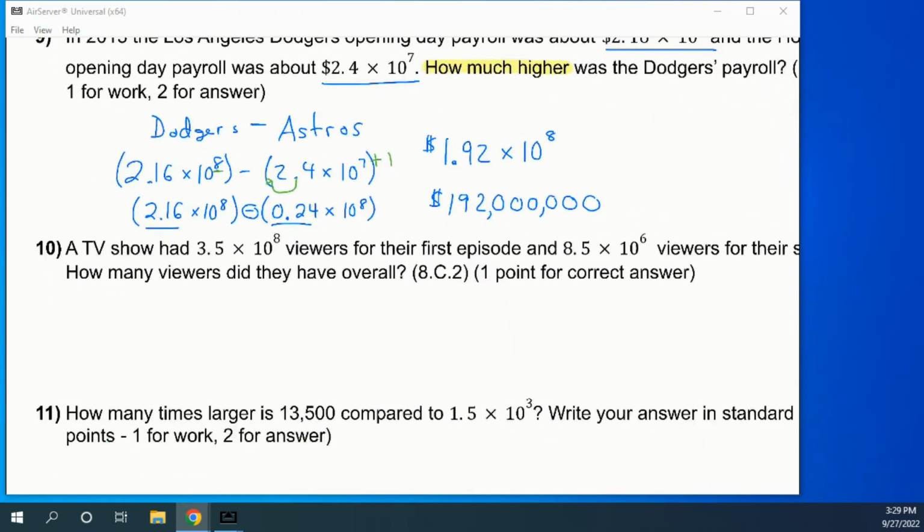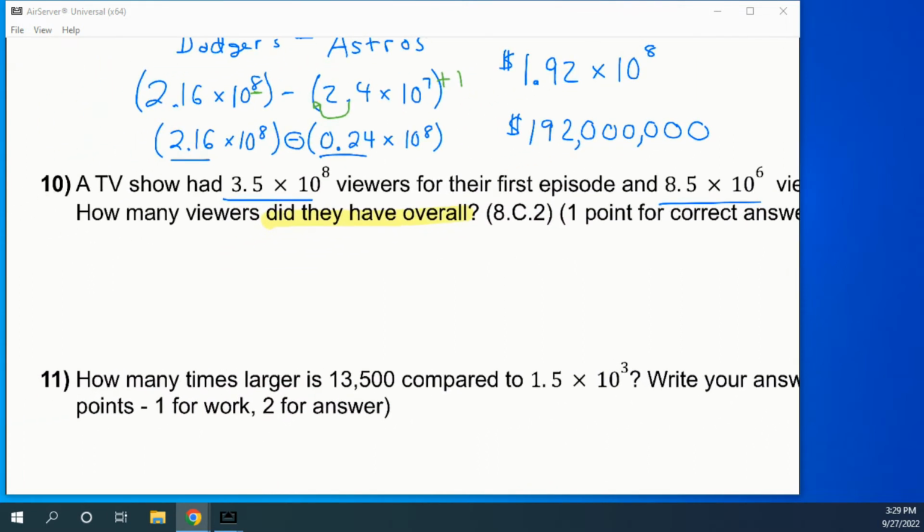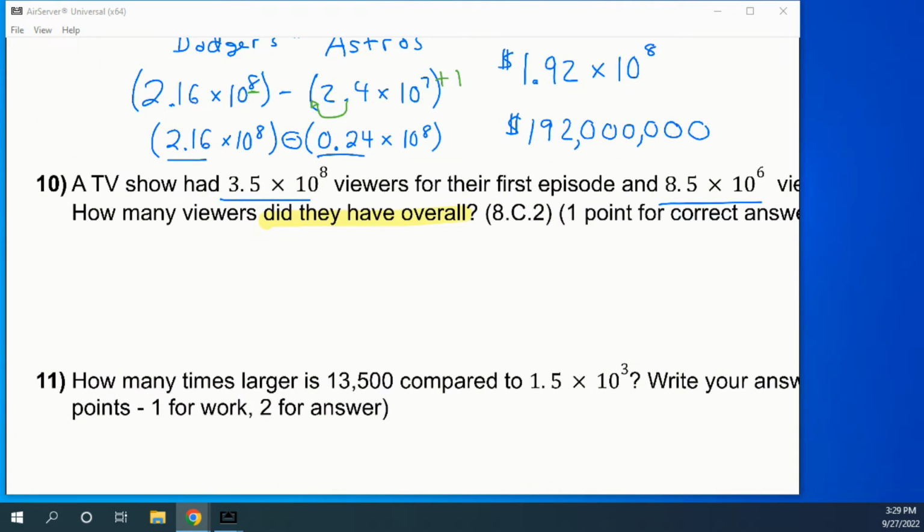For number 10, the TV show had 3.5 times 10 to the 8th viewers for their first episode and 8.5 times 10 to the 6th viewers for their second episode. How many viewers did they have overall? So how many did they have overall tells me we are adding. So I am going to just add these. Again, you can do this in scientific notation or standard form. I'm going to do scientific notation. The order does not matter.